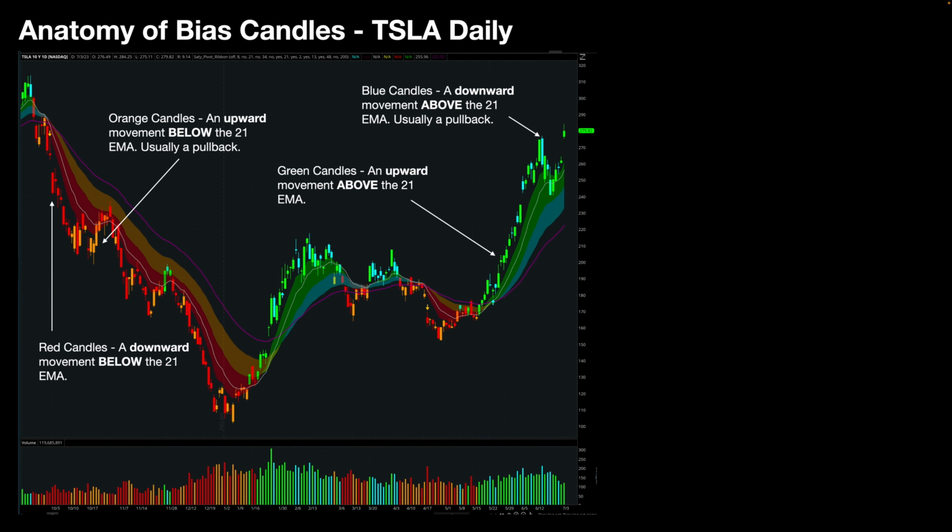So let's look at Tesla real quick. So here's Tesla, way back in October, right? It was absolute doom for Tesla. We started at 300, broke the 21, retested it, and it was red candles and orange candles essentially all the way down, except for this little pullback, right, which ended up rejecting and then continuing down.